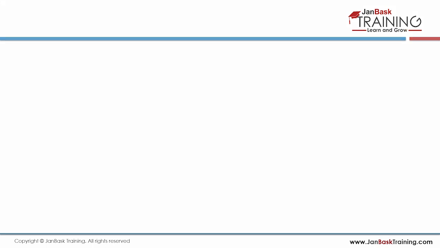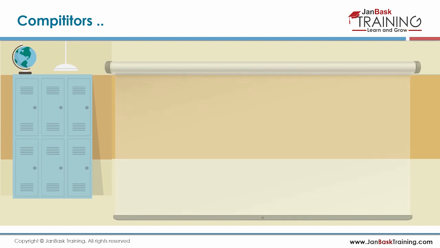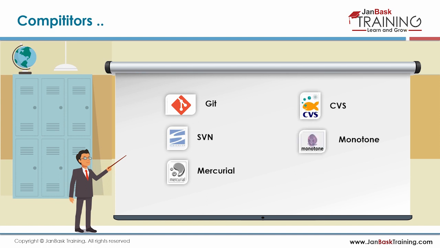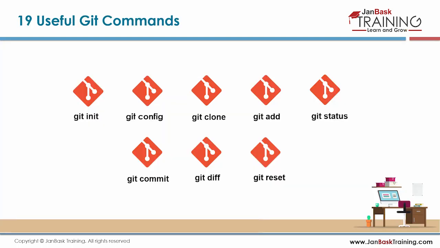Now let me tell you some of the competitors or the source code management tools we have in the market. My favorite is Git, and the other competitors available in the market are SVN, Mercurial, CVS, Monotone, and TFS. So these are some of the source code management tools available in the market. Now finally, let's come to the useful Git commands which every developer should know.